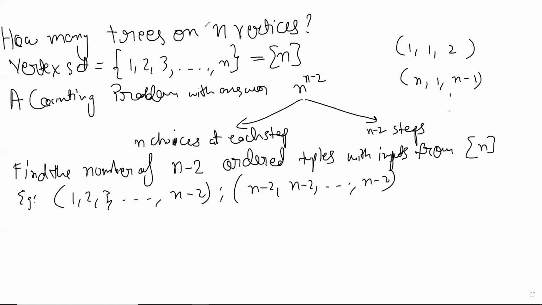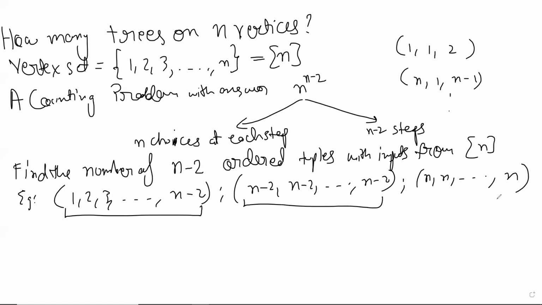Sorry, I didn't get. Why do you have n minus 2 choices at each step? No, but at each step you have n choices. This is an example. This is another example.